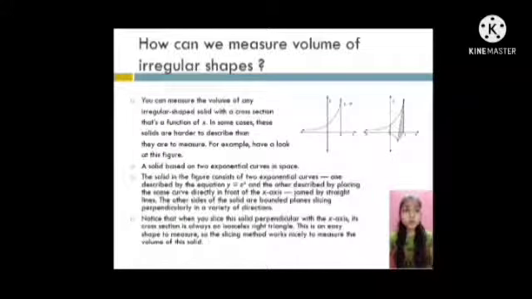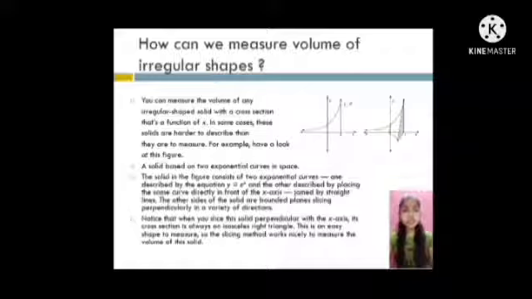Then next, how can we measure volume of irregular shapes? You can measure the volume of any irregular shape solid with a cross section that is a function of x. In some cases, these solids are harder to describe than they are to measure. For example, have a look at this figure. A solid based on two exponential curves in space.